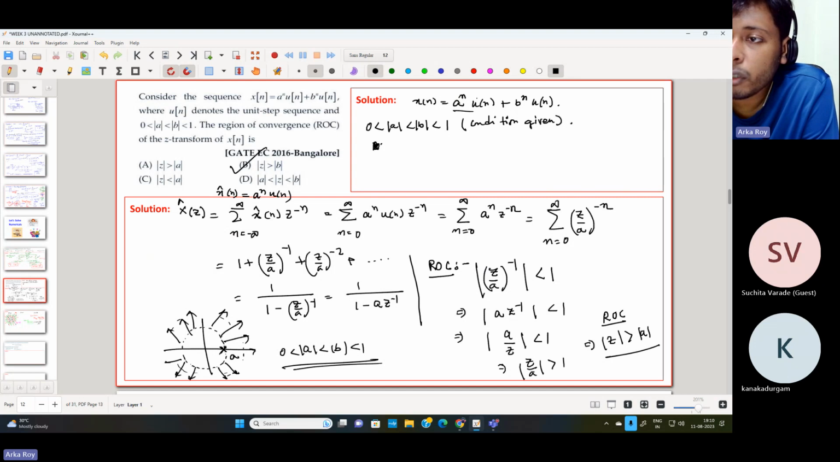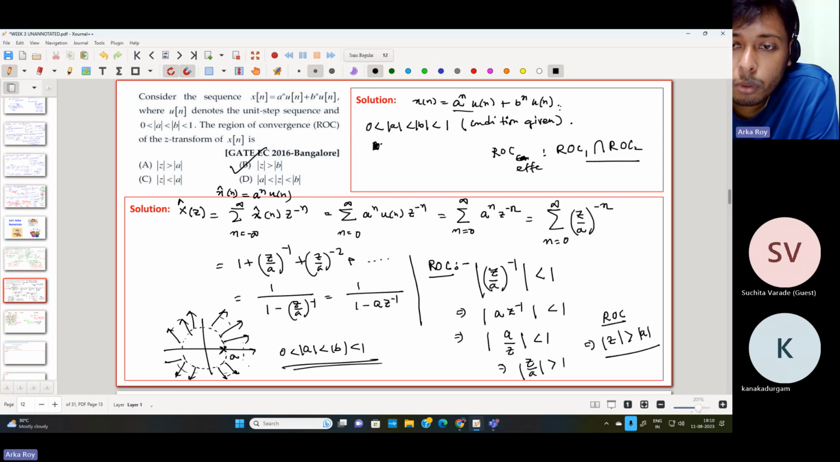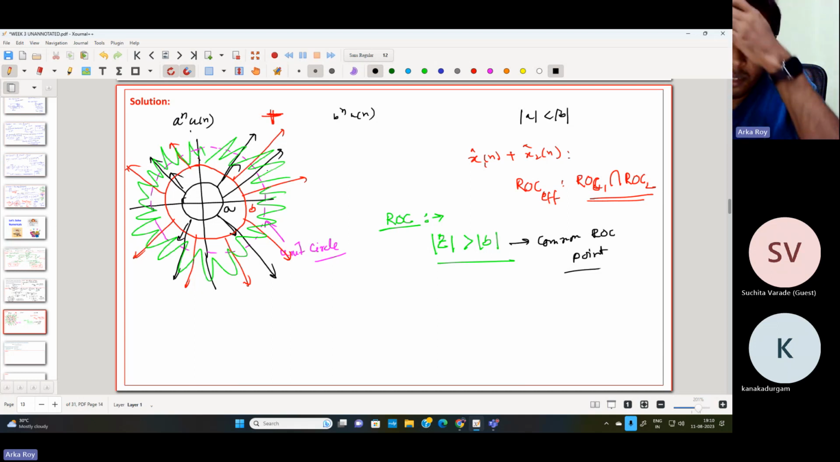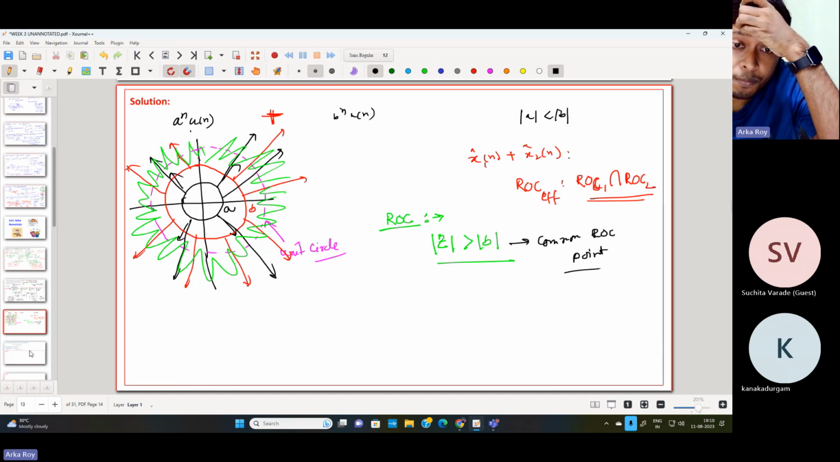That means we have added two sequences, and we know that the effective ROC should be ROC1 intersection ROC2. So we initially found the ROC for this particular part, then we found the ROC for this other part, and then we found the final effective ROC for the added sequence.